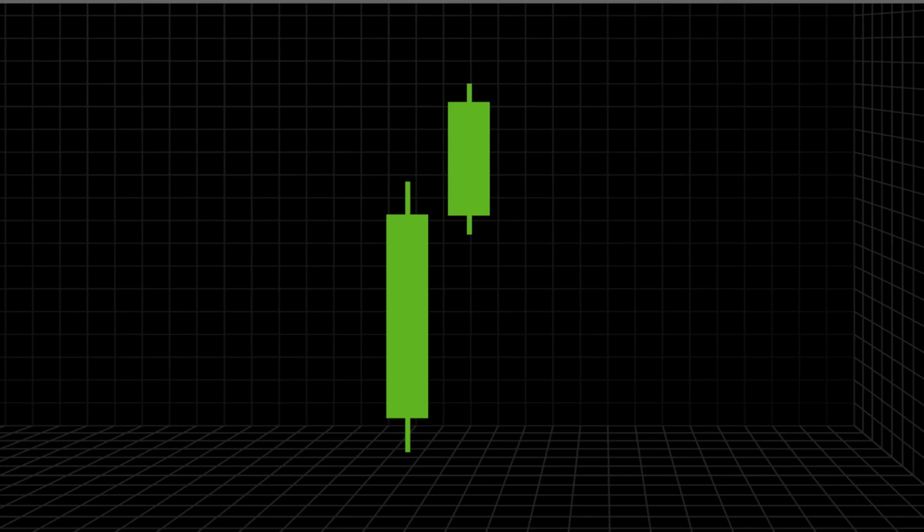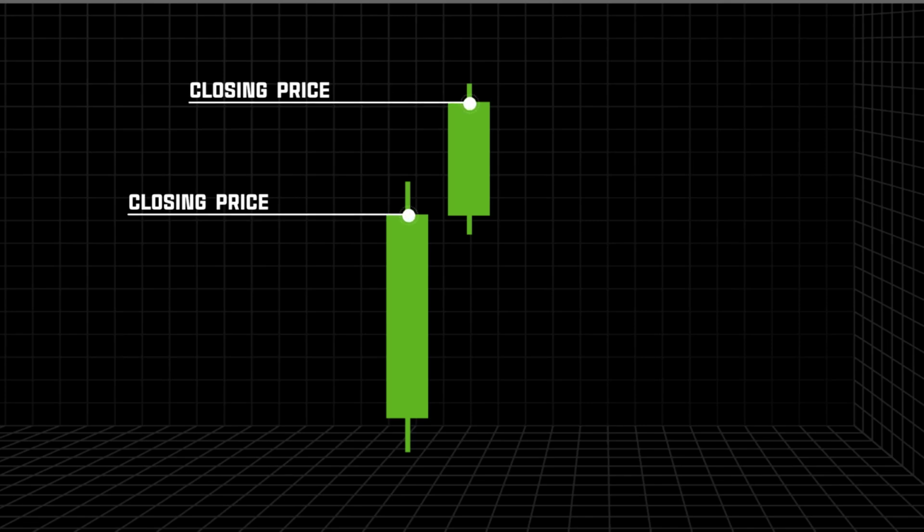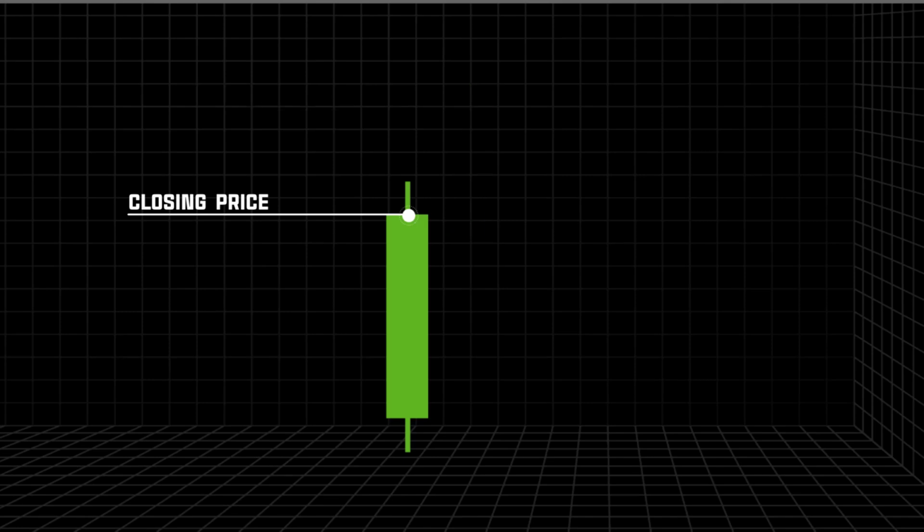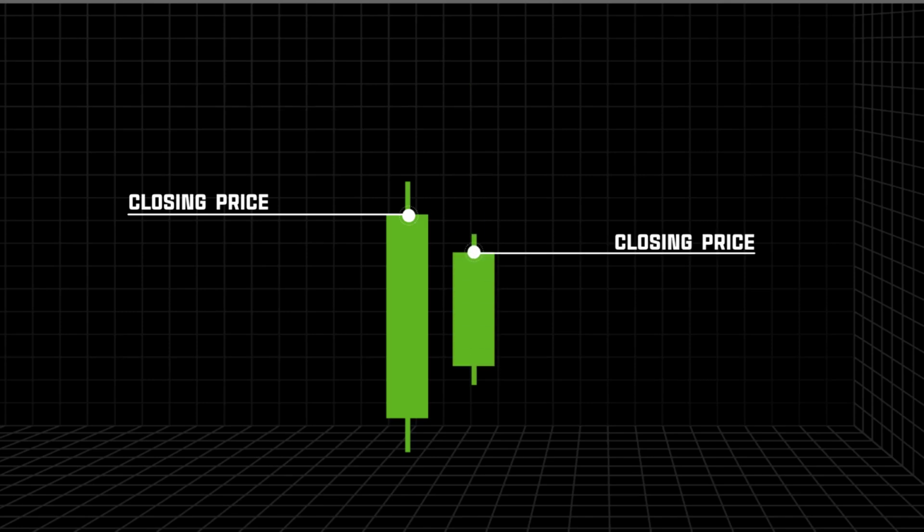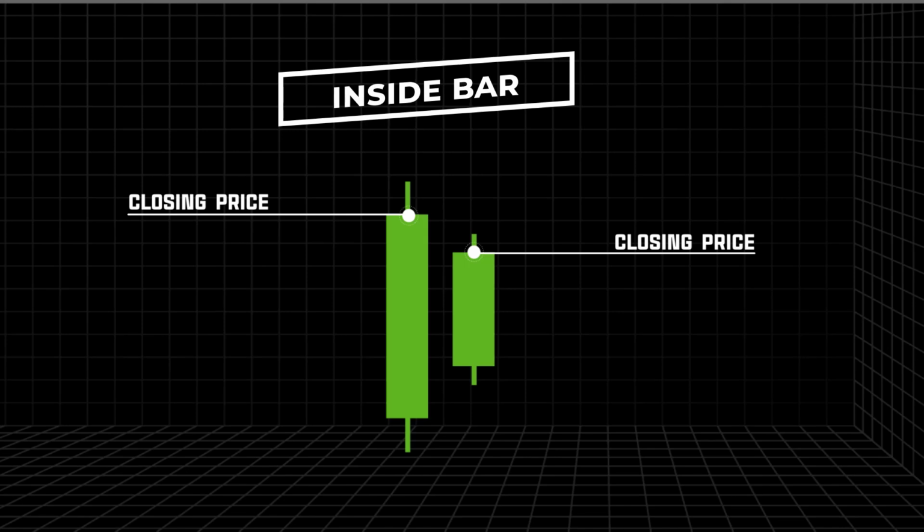Let's take a look at a bullish candlestick pattern on a daily chart. This pattern forms when the current candle closes higher than the previous bullish candle. It's considered bullish because it shows that buyers are in control, pushing the price higher than the previous session. However, if the current candle closes lower than the previous one, it's no longer a bullish pattern. Instead, it forms an inside bar pattern.